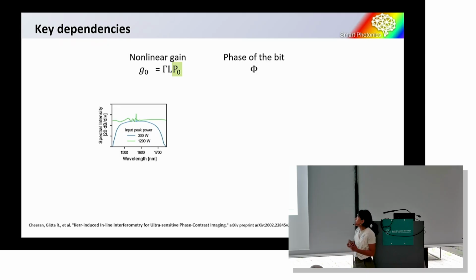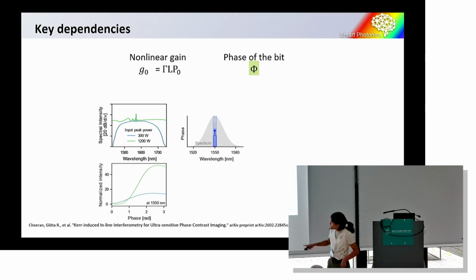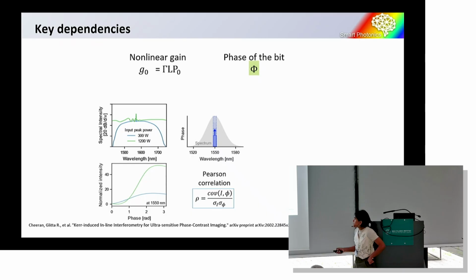And what happens when we play around with the phase? At the central wavelength at 1550, I'm applying phase from 0 to pi, and we'll see what happens to the intensity. We see that the intensity increases with the phase for both the power cases. To quantify this relation, we use Pearson correlation. This is a quantity that goes from -1 to 1, and if the magnitude is 1, it means that it's linearly correlated. We see that the correlation is nearly 1. And this is the case in simulation.